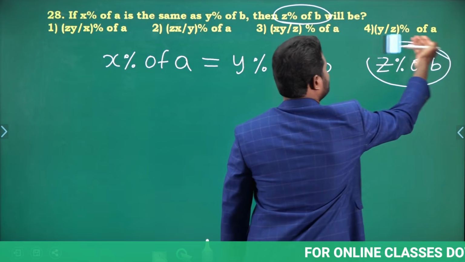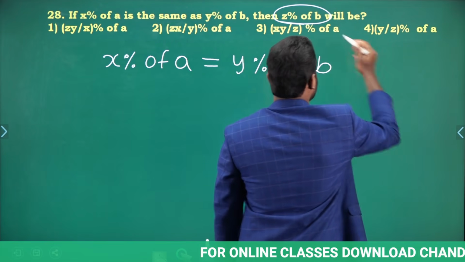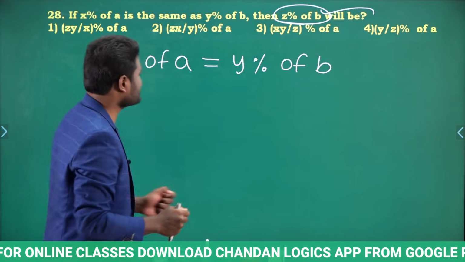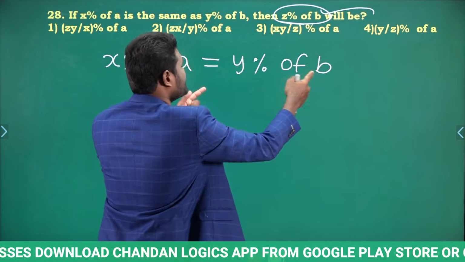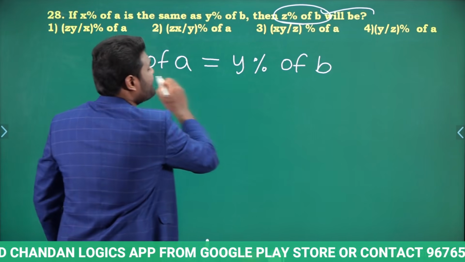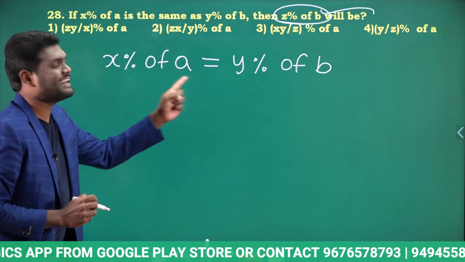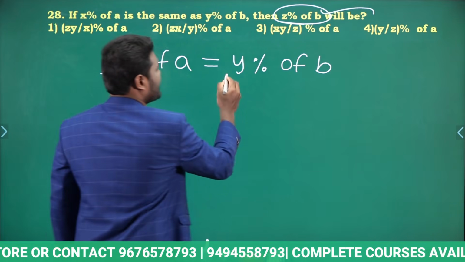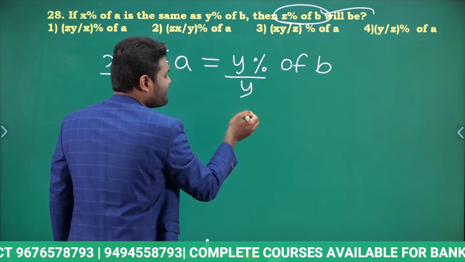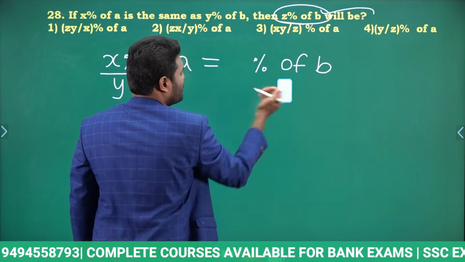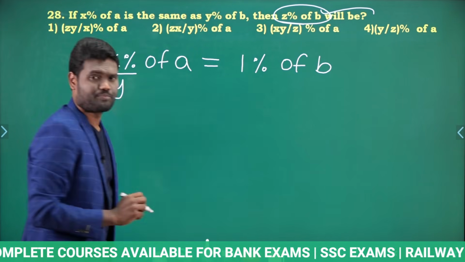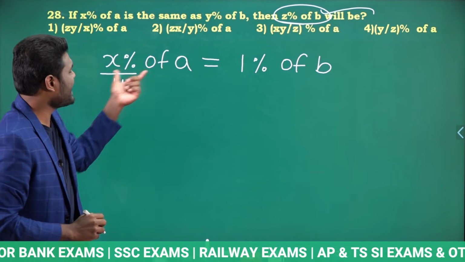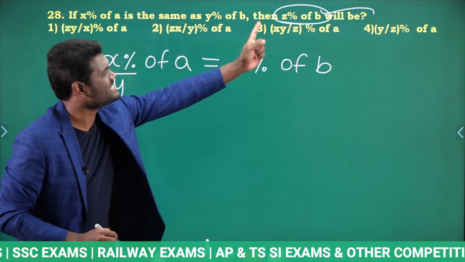Very simple. Just observe here. Now if you look here, as I need to calculate Z percent of B, already I have B here. So what I will do is, I will divide the whole equation with Y. When I divide the whole equation with Y, now this is going to be divide by Y, divide by Y. Now Y and Y cancel. As Y and Y cancel, now this is going to be 1% of B. Okay, 1% of B is equal to X percent of A by Y. Now I need what? I need Z percent of B.